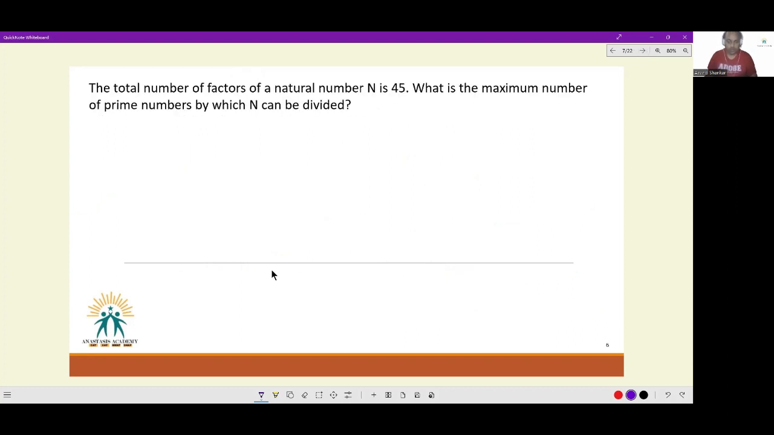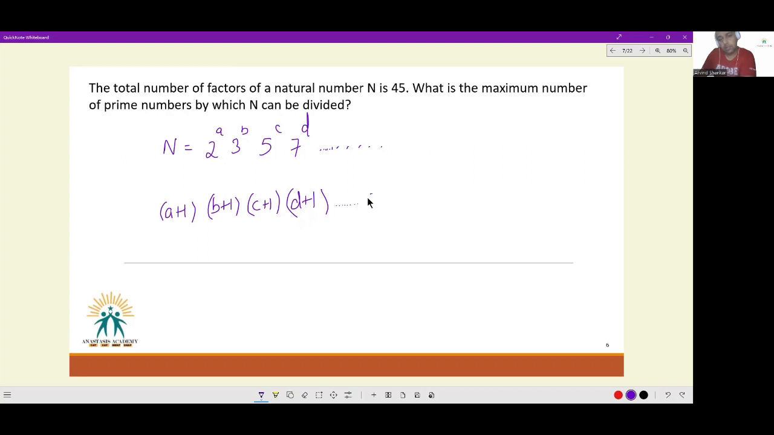The total number of factors of a natural number n is 45. What is the maximum number of prime numbers by which n can be divided? Okay. Very conceptual, very nice. Look at this. For any number n, how we calculate the total number of factors is, we first prime factorize it. And then the total number of factors is given by (a plus 1) into (b plus 1) into (c plus 1) into (d plus 1), and so on and so forth. And this has been told to us to be equal to 45 in this question.